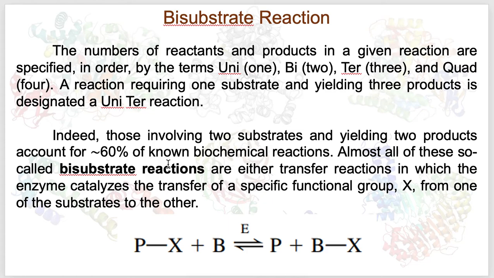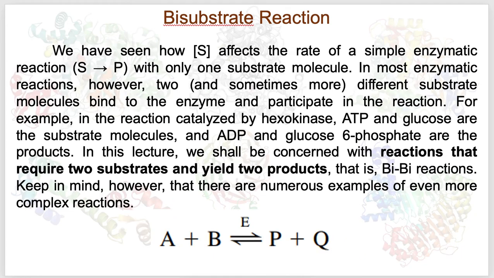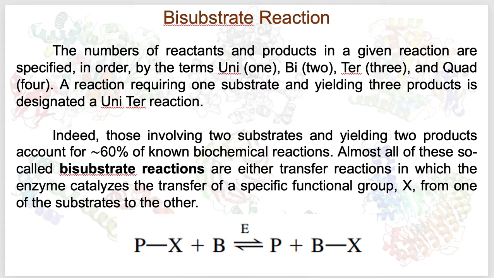However, we can name this kind of reaction based on the number of reactants and the products. For example, if in a reaction there is one substrate and three products, that reaction is named a uni ter reaction. Uni means one and ter means three. In the same way, if in a reaction there is one substrate and two products, it will be named a uni bi reaction. So according to this, in case of a bisubstrate reaction, there are two substrates and two products. That's why we call them bi bi reactions.